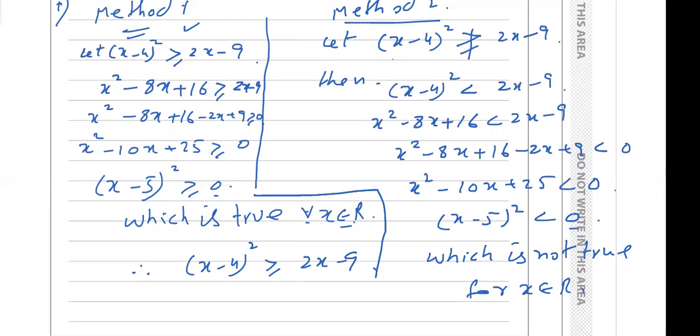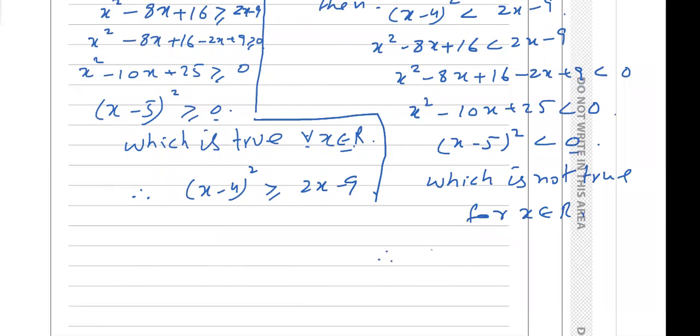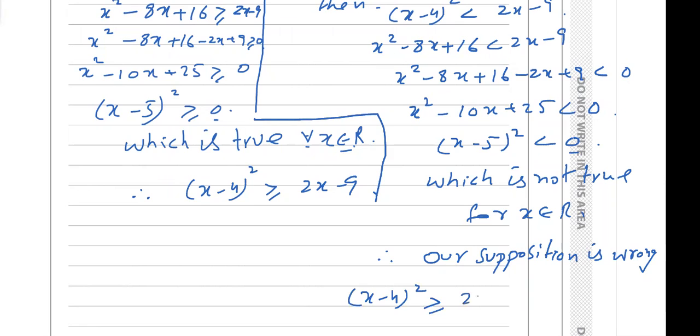It means our supposition was wrong. Because of that wrong supposition, we got a wrong result. So therefore, our supposition is wrong. If the supposition is wrong, it means its opposite will be true. We can say x minus 4 square is greater than or equal to 2x minus 9 for all x belongs to R, for all real values of x.